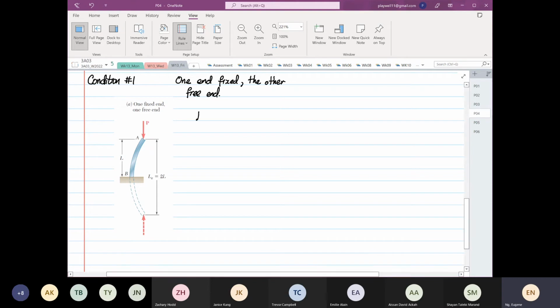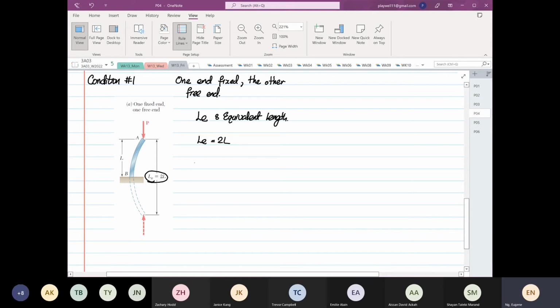So the equivalent length, LE, right? So this is our LE, the equivalent length. So LE, as you can see, is equal to 2L. Okay, it's equal to 2L. Now we are going to apply what we have done so far. So what does it mean, 2L? What does it mean to us physically?